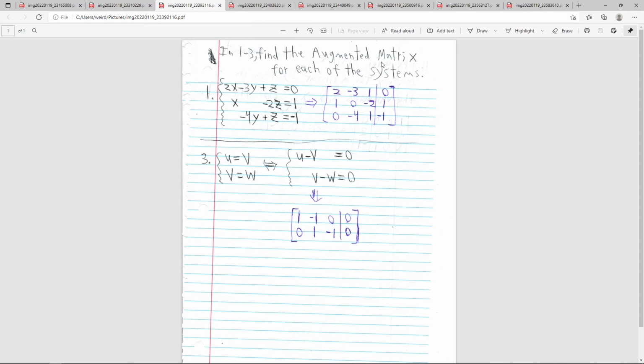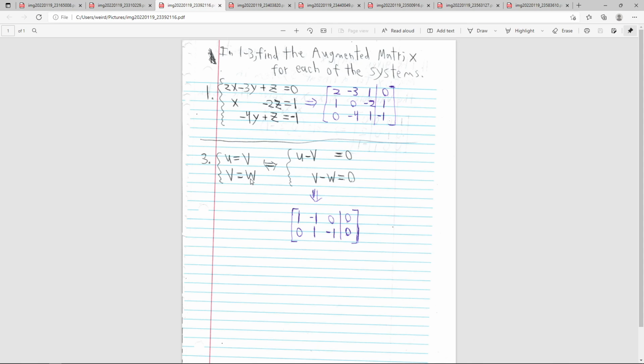So for this example, first find the augmented matrix for each of these systems. You put zeros where a variable is missing. So 2x is just 2, minus 3y is just -3, plus z is just 1, and then equals 0 is just 0. x is 1, then you have nothing for y, so it's 0, minus 2z, so negative 2, and then equals 1, and so on.